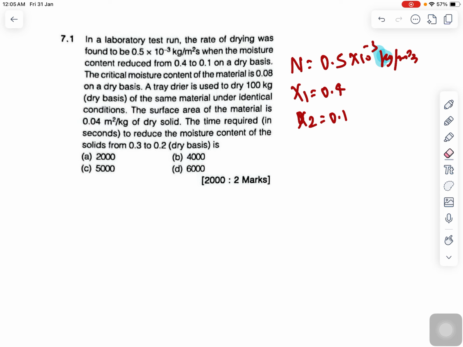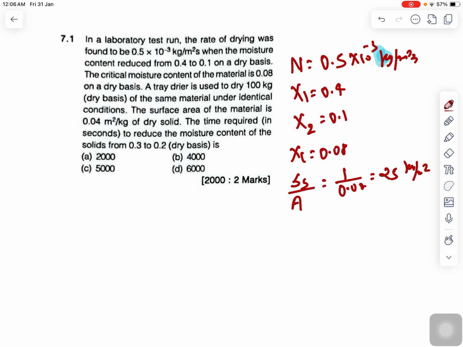When we talk about the wet basis and dry basis, when I am writing capital X1, I mean moisture content in capital letter, that is on the dry basis, and if I am writing small x1, that is on the wet basis. The critical moisture content Xc is also given to you, that is 0.08, and a tray dryer is used to dry 100 kg of the same material under identical conditions. And the surface area for the moisture is this one. So Ss by A is given as 1 upon 0.04, that is equal to 25 kg per meter square.